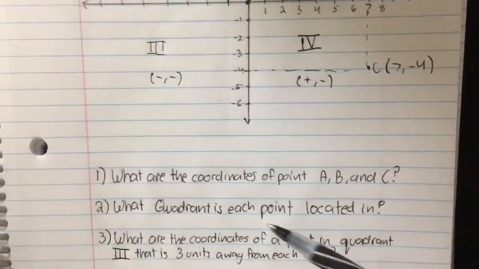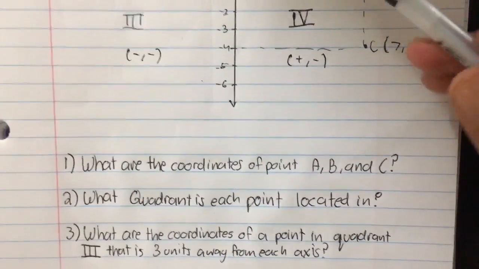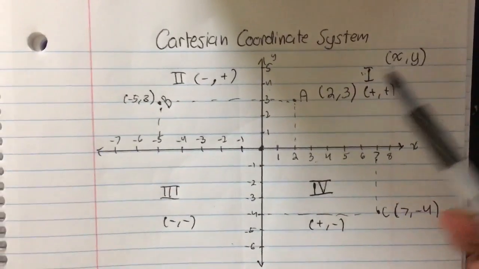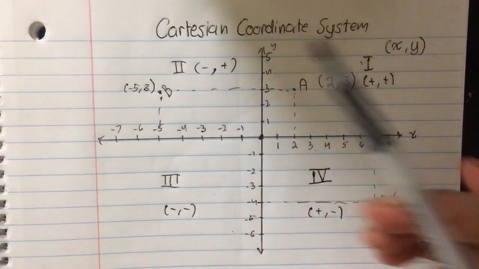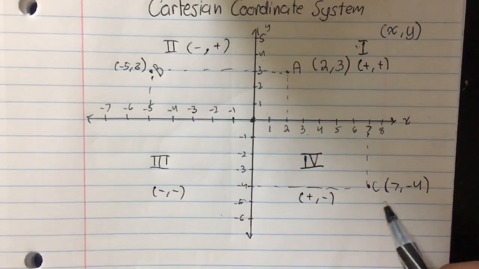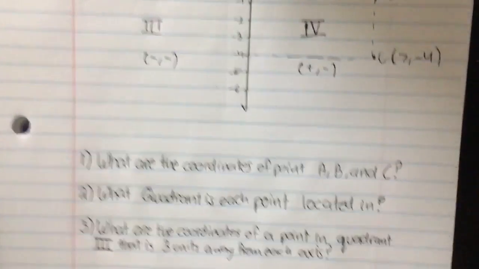Okay, so what quadrant is each point located in? Point A is located in quadrant 1, point B is located in quadrant 2, and point C is located in quadrant 4.